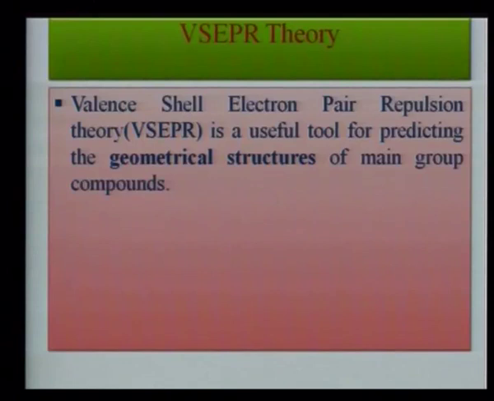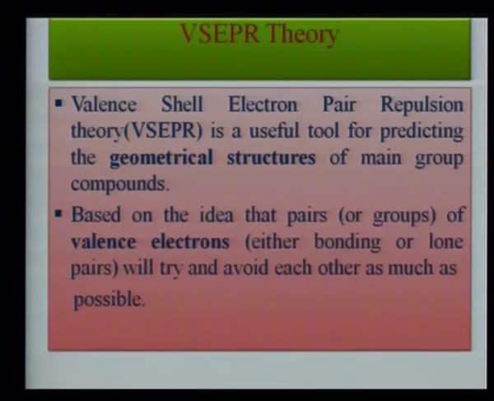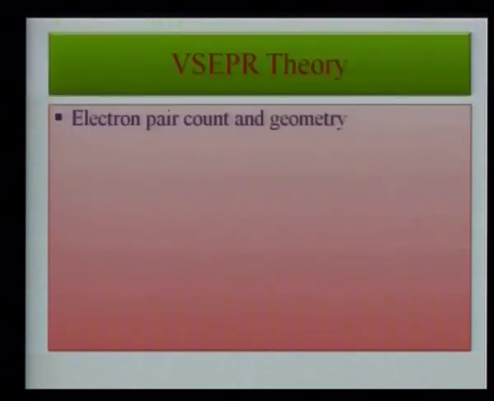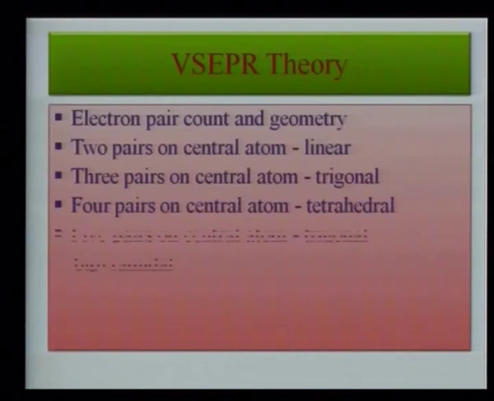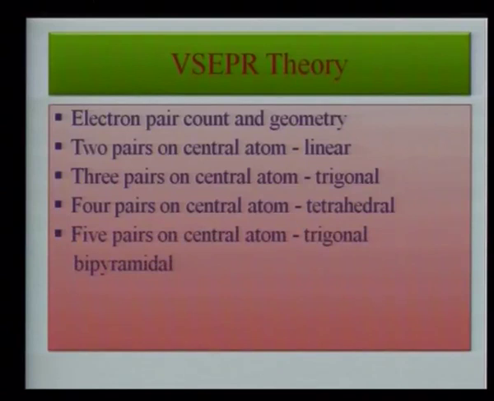Valence shell electron pair repulsion theory is a useful tool for predicting the geometrical structure of main group compounds, based on the idea that pairs of valence electrons will try to avoid each other as much as possible. Electron pair count and geometry: 2 pairs on the central atom, linear; 3 pairs, trigonal; 4 pairs, tetrahedral. These are the shapes on the basis of valence shell electron pair repulsion theory.